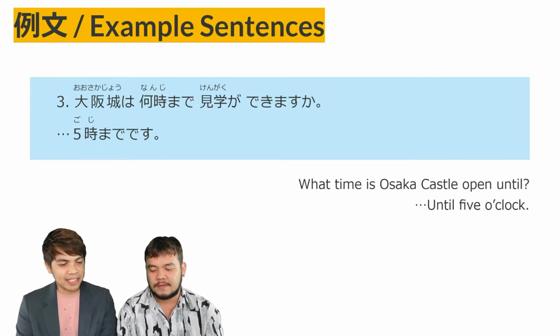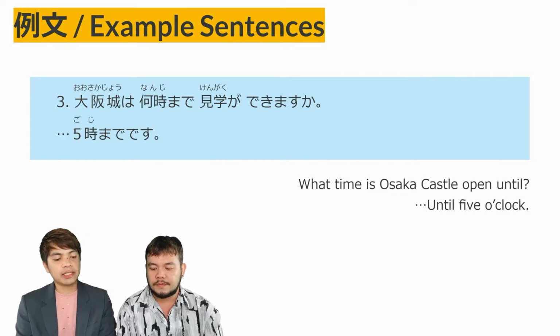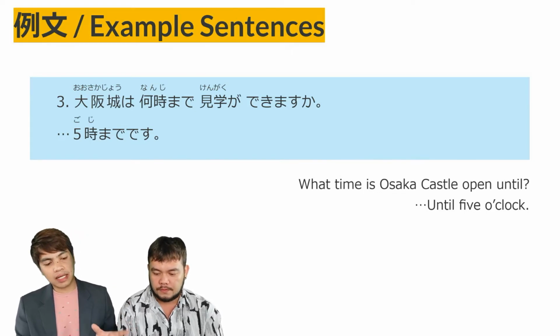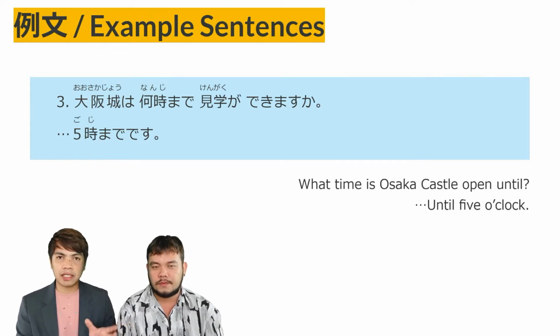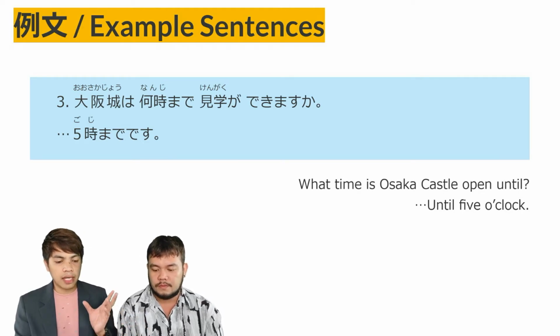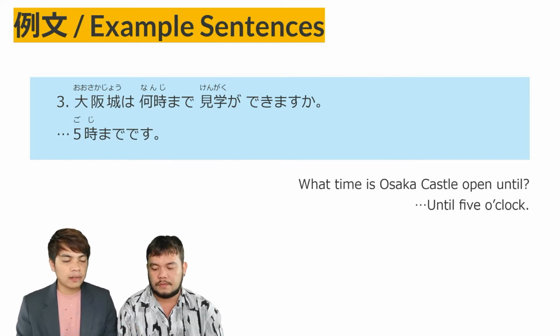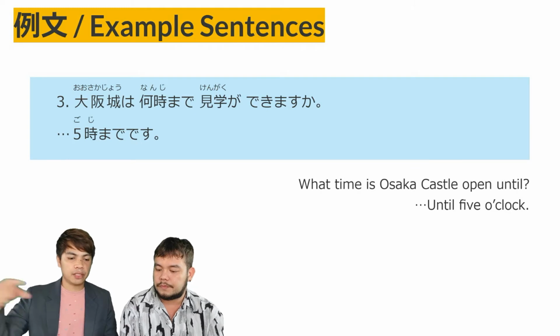Number 3 example sentence. Osaka jou wa nanji made kengaku ga dekimasu ka? 5時までです. So the question was Osaka jou wa, we're talking about Osaka castle. Nanji made, so this is the interrogative word. Nanji is what time and made is until. So until what time? Kengaku ga dekimasu ka? So once again, the noun ga dekimasu. Kengaku means sightseeing or touring around.